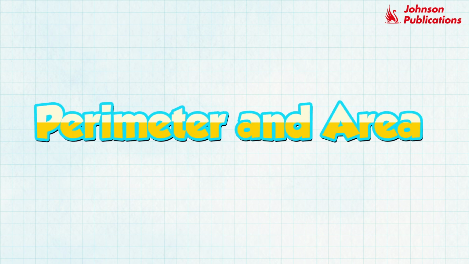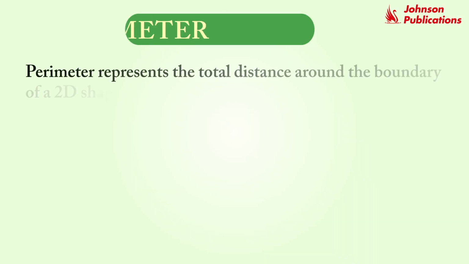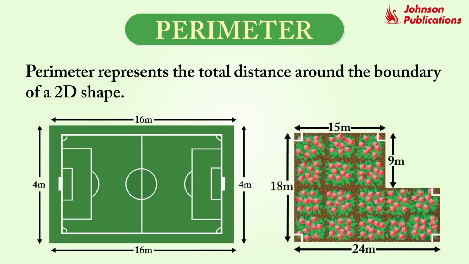Perimeter and area. Perimeter. Perimeter represents the total distance around the boundary of a 2D shape. Let us solve problems based on perimeter.